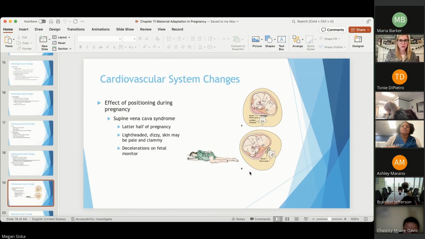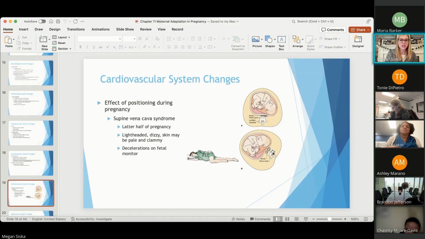Something else that's really common is supine vena cava syndrome. As we progress in pregnancy, the weight of the baby, the weight of the uterus, if a woman is laying on her back, which is what this picture is showing you, here's her spine, here's her aorta and vena cava, and then her growing belly here. If she's laying flat on her back, this extra weight is going to compress those great vessels, and she's going to feel lightheaded and dizzy, maybe sick to her stomach, does not feel good because her blood flow is being impeded.